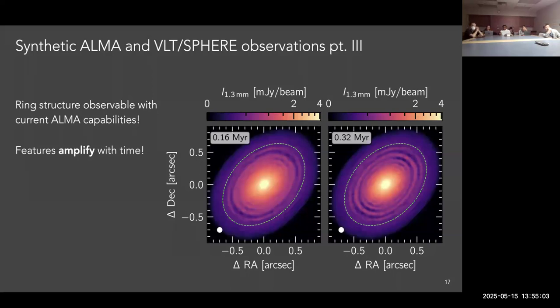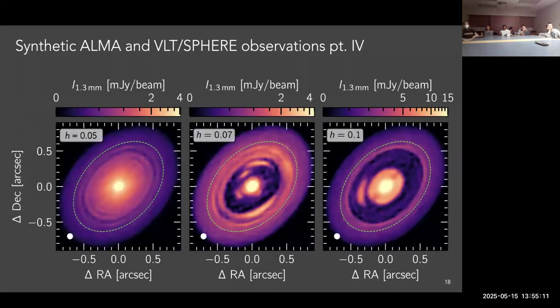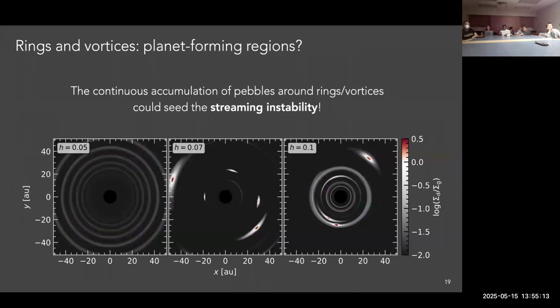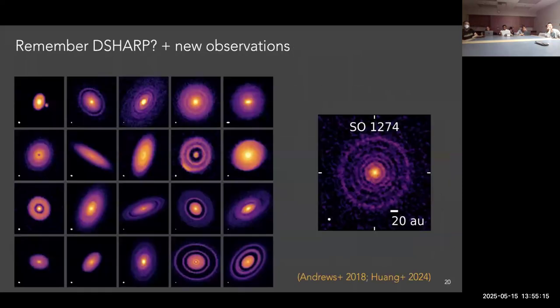So if I run this a little bit longer, so twice as much, that's still 0.3 megayears. The rings are very easy to see in this setup. And that's cool because you can do the same thing for all of them. But that's cool because you can see all these features in D-sharp, right?